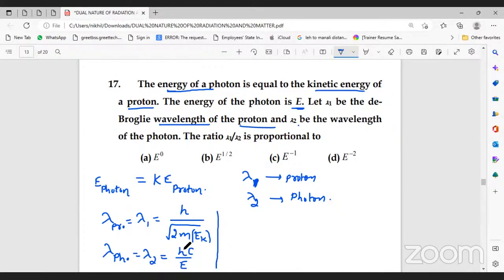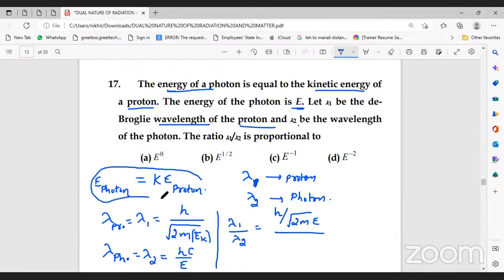Now you can take up lambda 1 by lambda 2. Lambda 1 is h divided by root of 2m. I will take it as E only because kinetic energy of the proton and the energy of the photon are equal. So I will take the kinetic energy as E. And lambda 2 is h divided by lambda 2, that is hc divided by E.